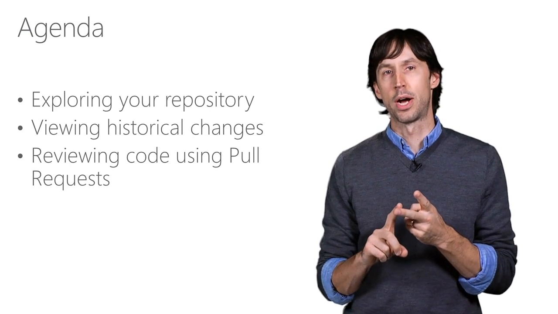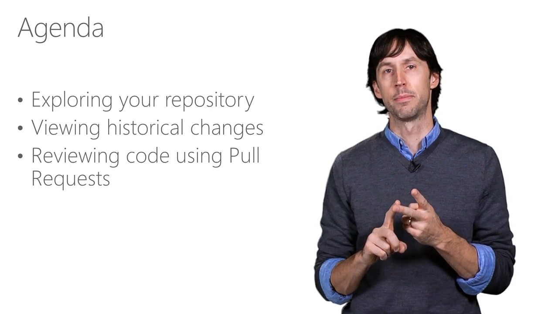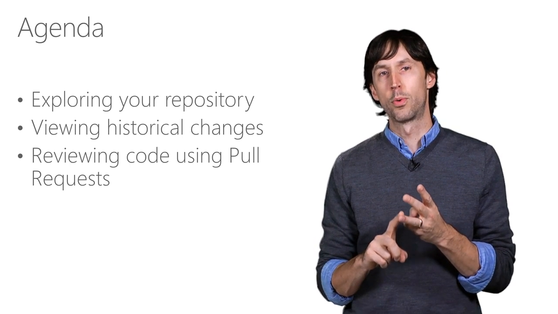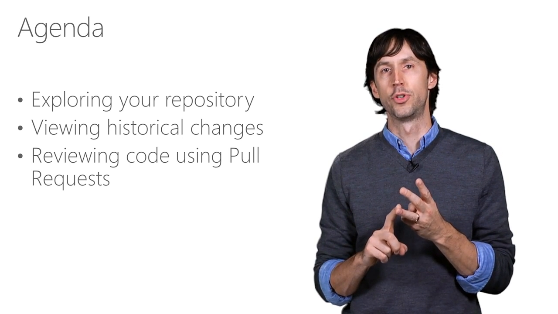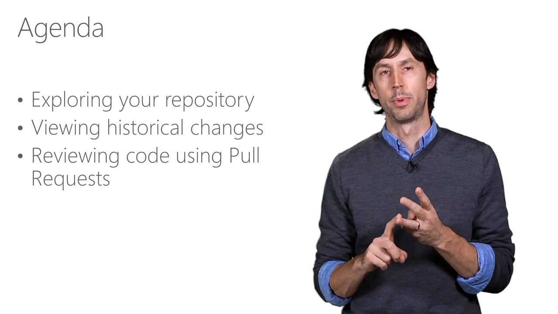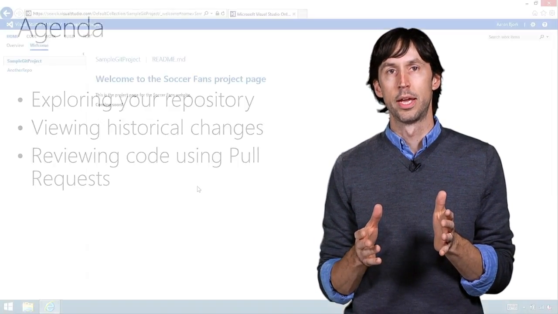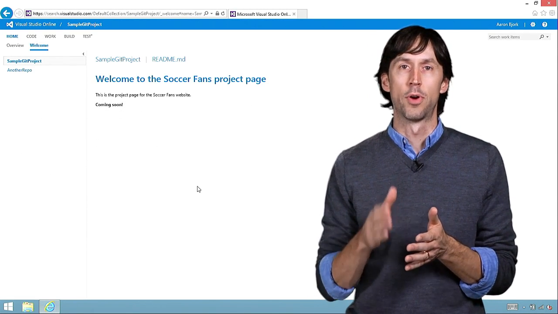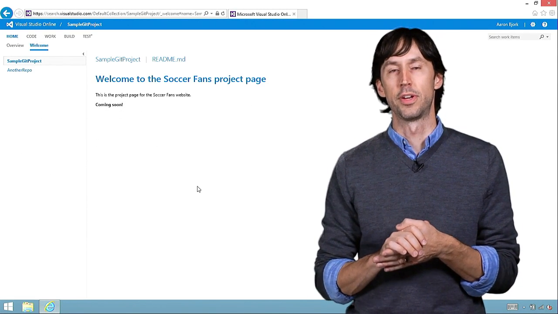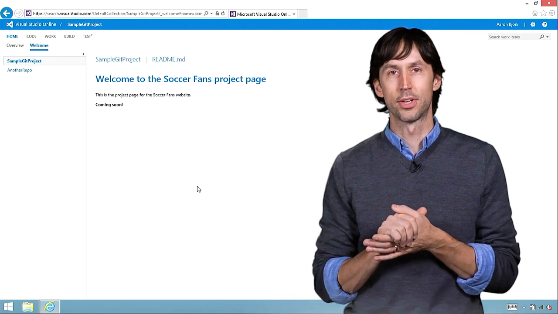Next, we'll dig into a repository to see the changes made by the team. And finally, we'll look at how a pull request can be used to peer review code changes and incorporate them into your code base. Now, all the features I'll show you today will be done using Visual Studio Online, but these same experiences are available for on-premises customers using Team Foundation Server. Okay, let's take a look.